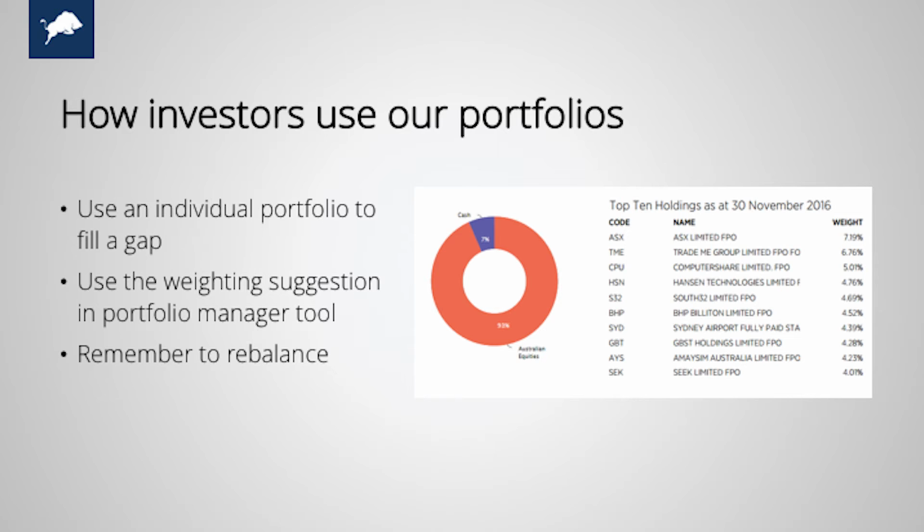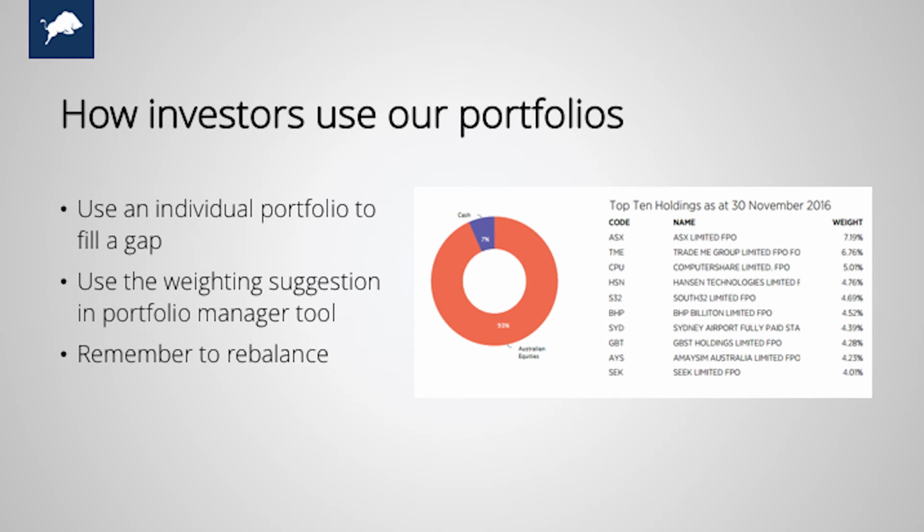Now, once you've done that, you might identify that you're terribly underweight international equities or fixed income. A lot of people generally are. So you can then say, okay, I'm going to go out and buy into the InvestSMART diversified international SMA, and that will give you that exposure that you need.